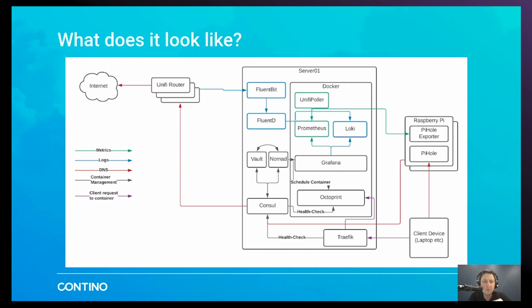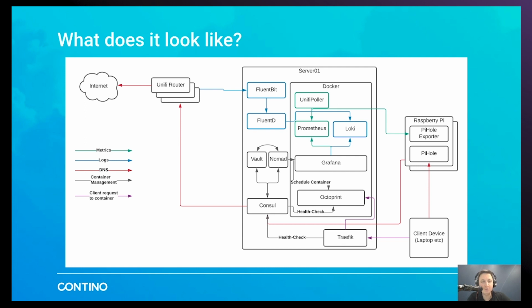But what all this means is that, let's say I wanted to launch a new container for Octoprint, which is a fantastic web interface for running 3D printers. I can write my Nomad file. I can run that against my Nomad server, and it will retrieve API keys from HashiCorp Vault. It will launch the container into Docker with the appropriate configuration file, and it will register the service in Consul.